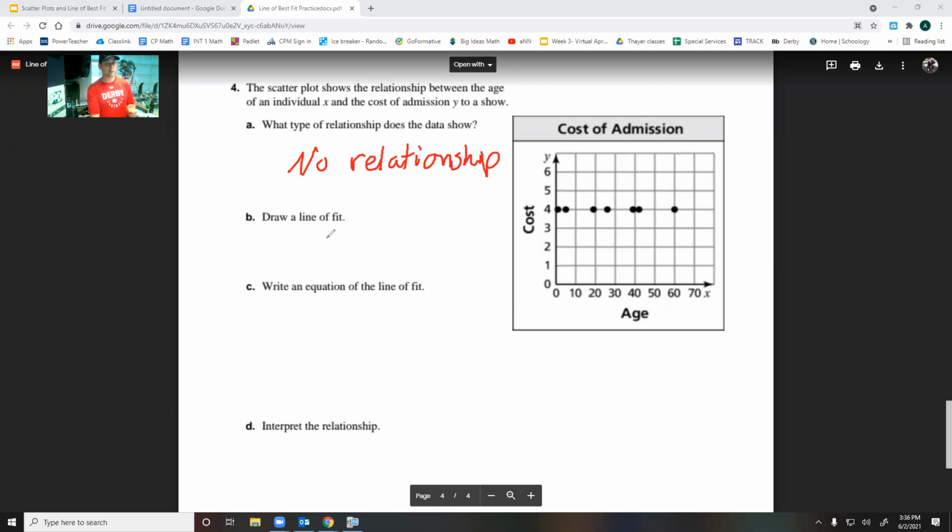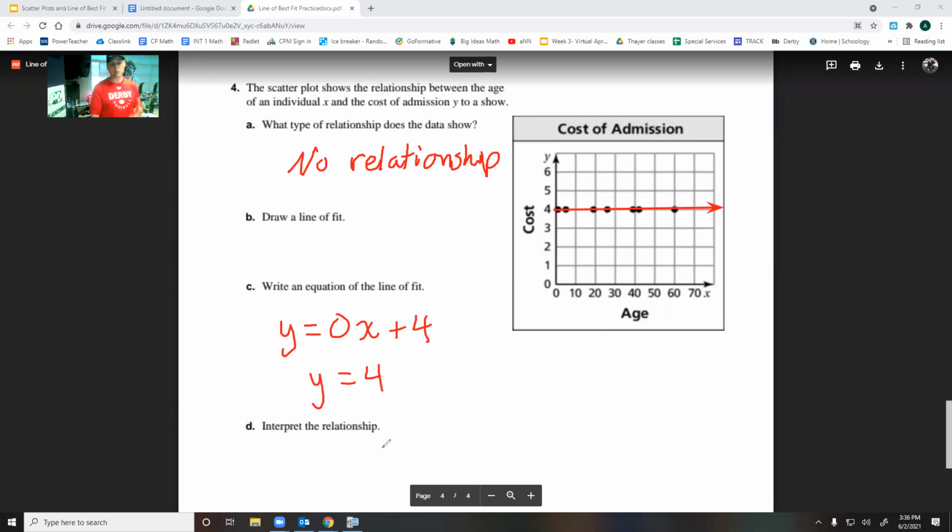We can draw a line of fit. That just means do your best to draw a line passing through the middle of your data. So there we go. And an equation for this line, since it's just horizontal, the slope is 0. So we'll put that next to x. And the y-intercept is about 4. So we'll just call it about y equals 4.